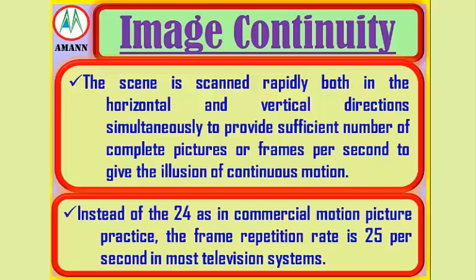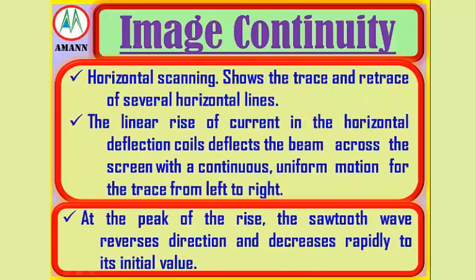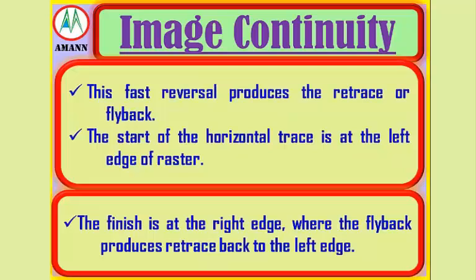Instead of the 24 as in commercial motion picture practice, the frame repetition rate is 25 per second in most television systems. Horizontal scanning. This shows the trace and retrace of several horizontal lines. The linear rise of current in the horizontal deflection coils deflects the beam across the screen with a continuous uniform motion for the trace from left to right. At the peak of the rise, the sawtooth will reverse direction and decrease rapidly to its initial value. The fast reversal produces the retrace or flyback.